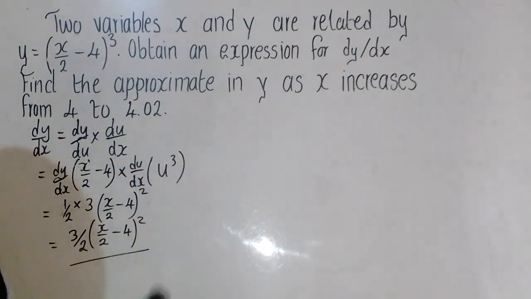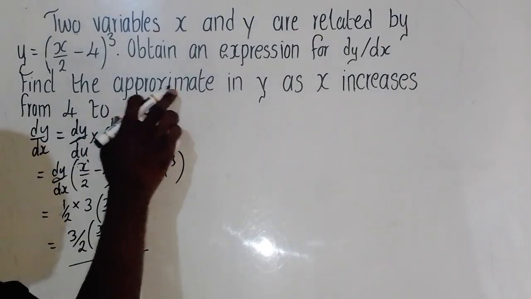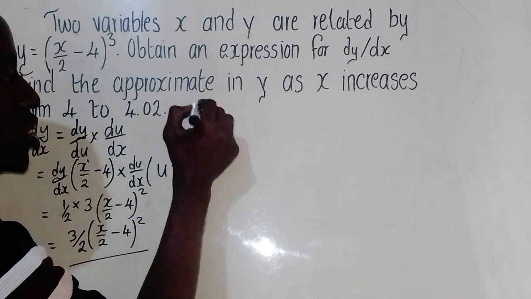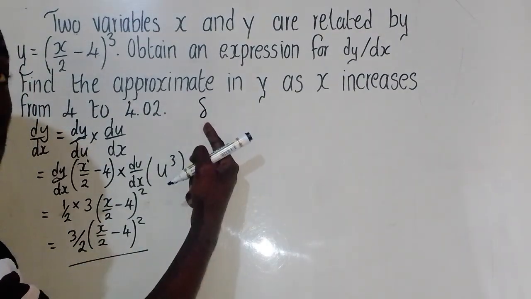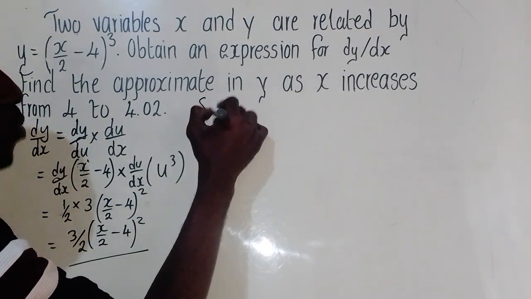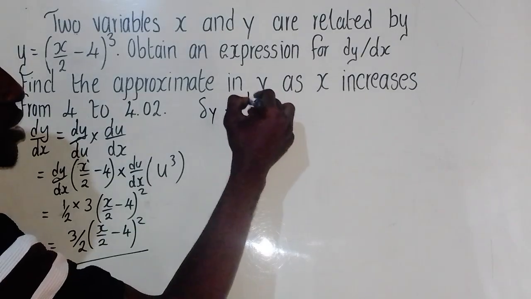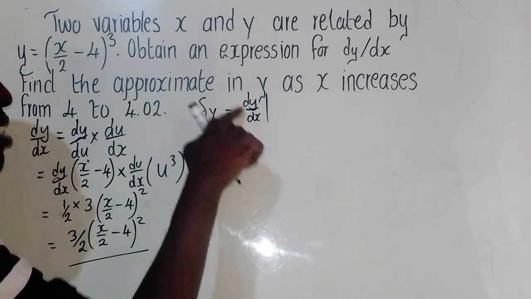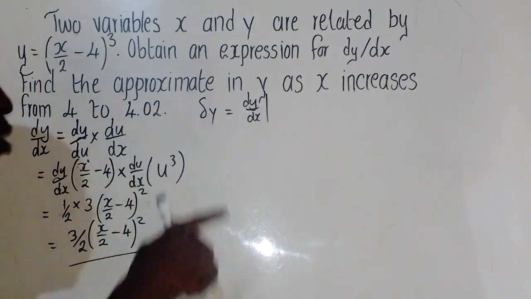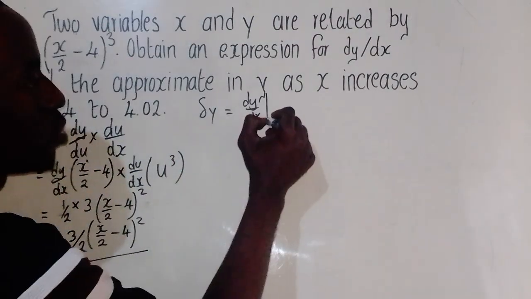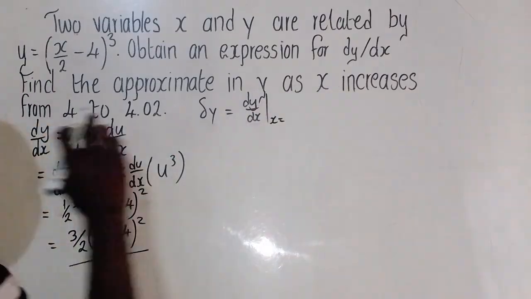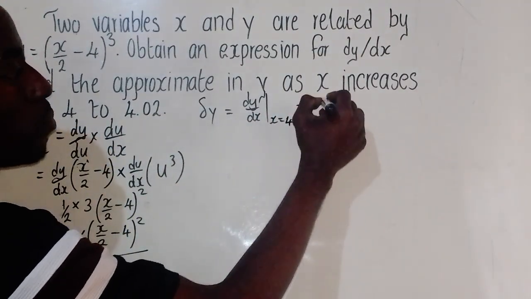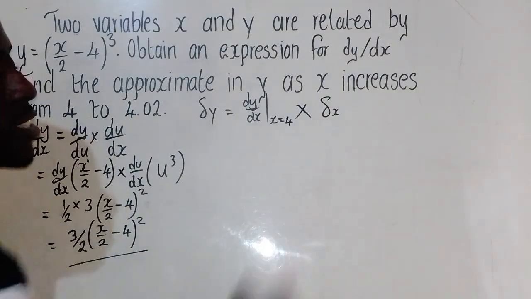dy over dx. Now, the approximate change is given by this formula. Change, we use this symbol for change. Now, since I'm saying change in y, you put like this. You say equal, you say dy over dx, like this. So dy over dx for the first variable, so for this one. So meaning that we will say x equal to what? To 4 for the first variable, or the lower limit. And then you say multiply with the change in x.